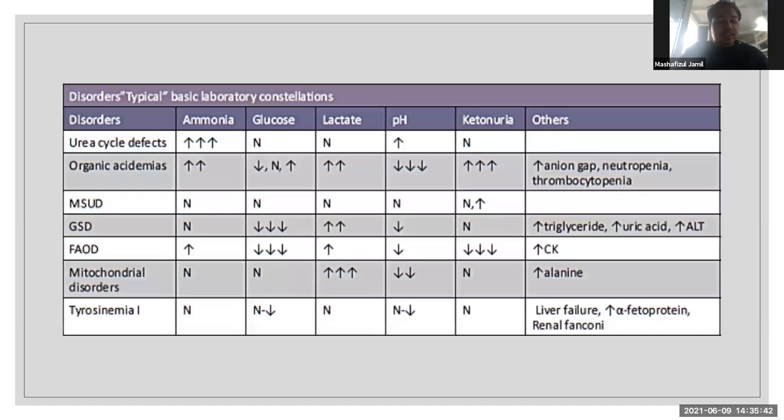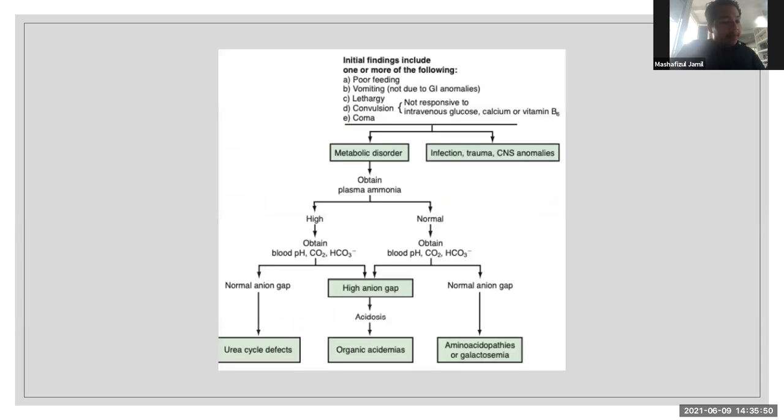So this is the interpretation of the lab investigations specific to the disease itself. This is the conclusion, the algorithm of how we approach this disease. First, from the history, there is poor feeding, vomiting not due to GI anomalies, lethargy, convulsion, or the patient is comatose, and then we differentiate the diagnosis. It could be trauma, infectious, cancer, and also metabolic disorder.